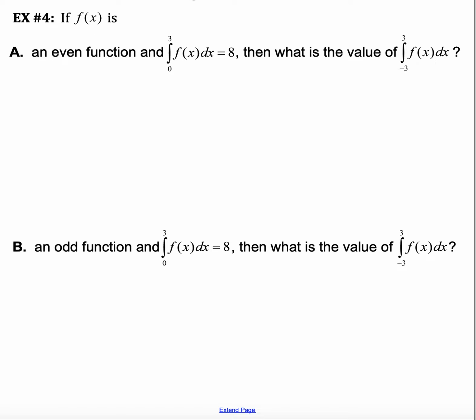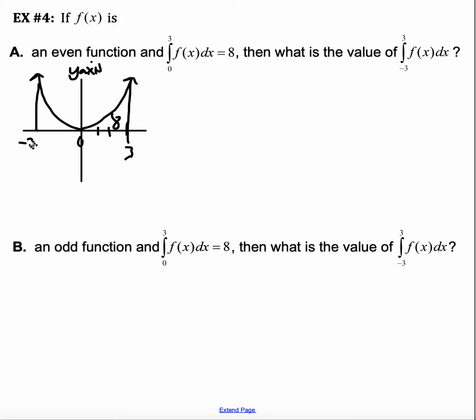Well, if we were to, again, graph an even function, we know it's going to be symmetric about the y-axis, right? So we're going to use this property. Well, they tell us from 0 to 3, the area under the curve is going to be equal to 8. If this is symmetric about the y-axis, then the area under the curve from -3 to 0 is also going to be 8.